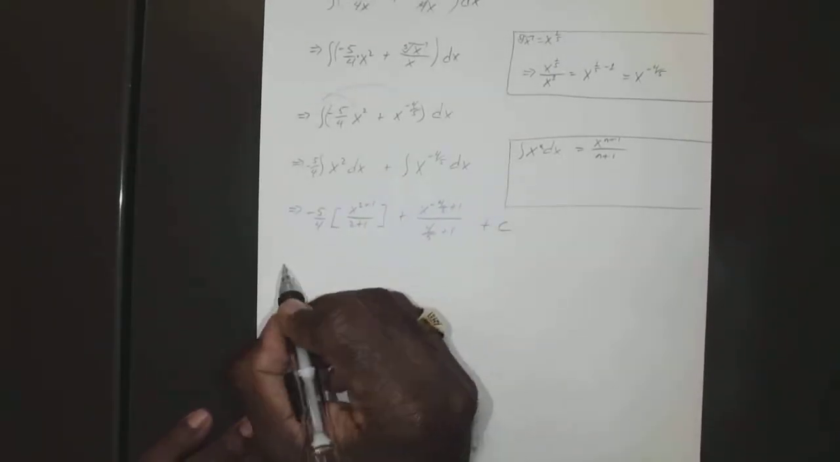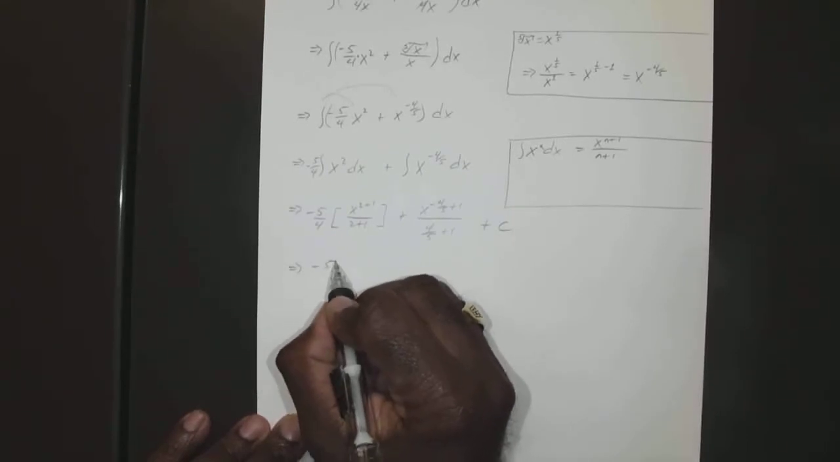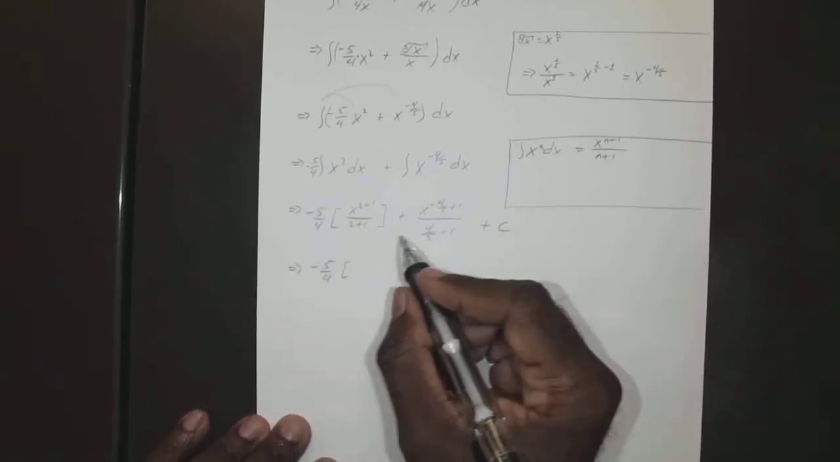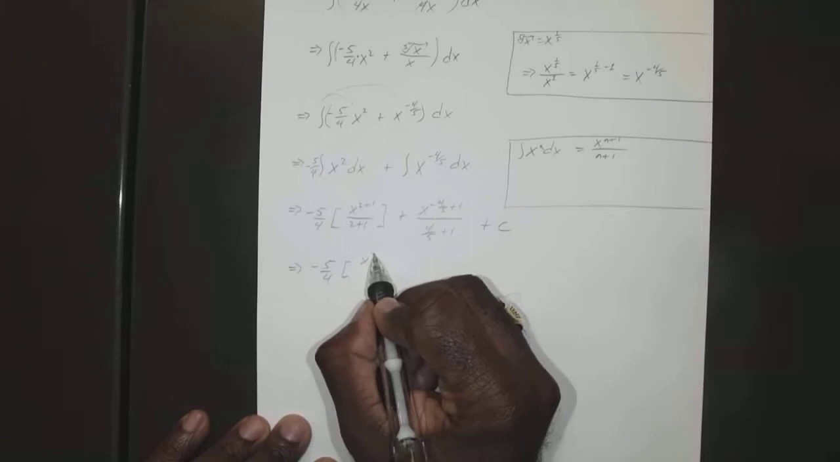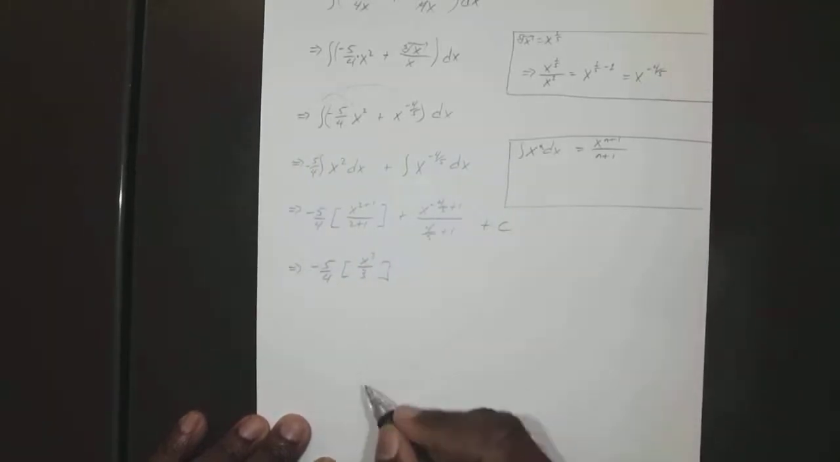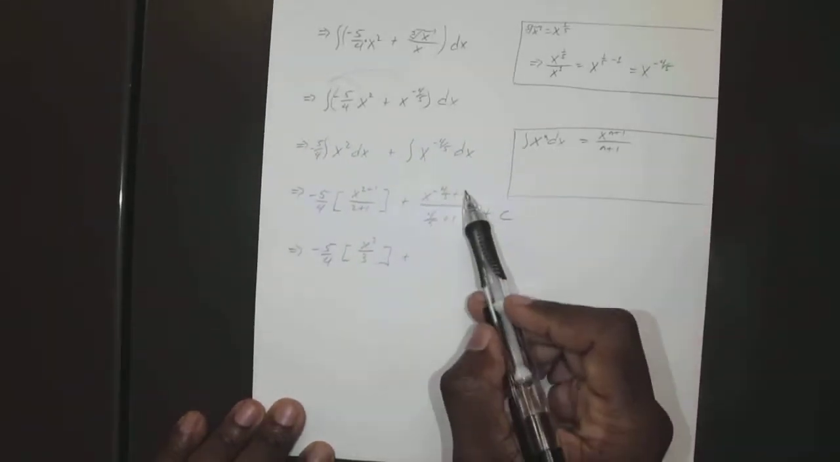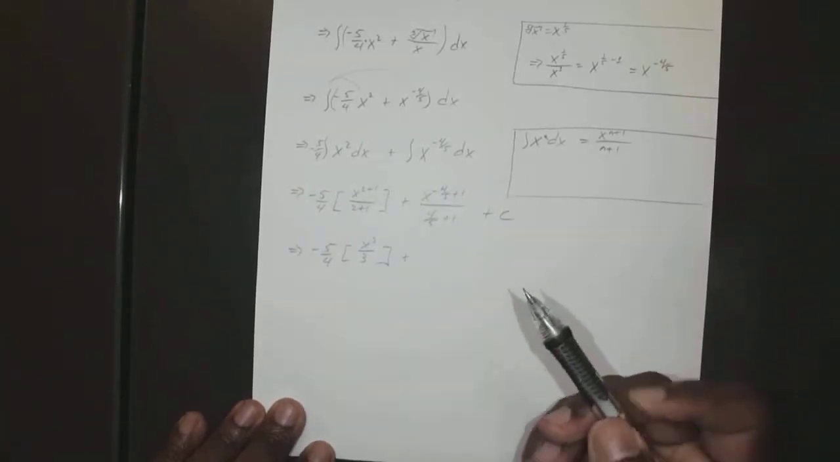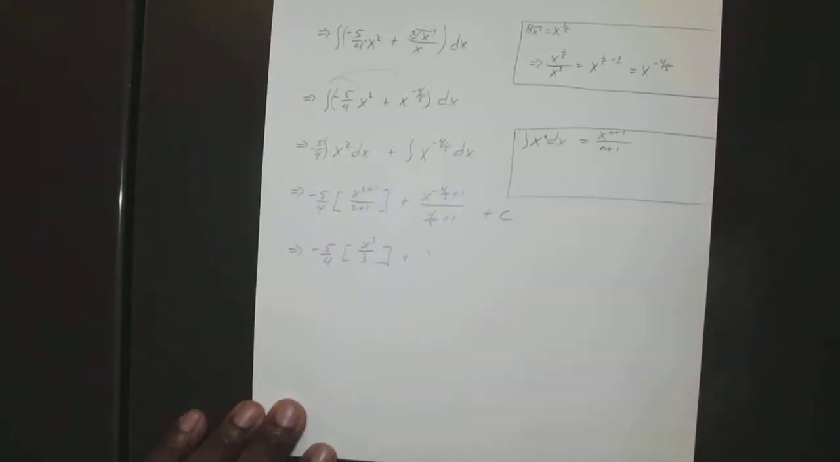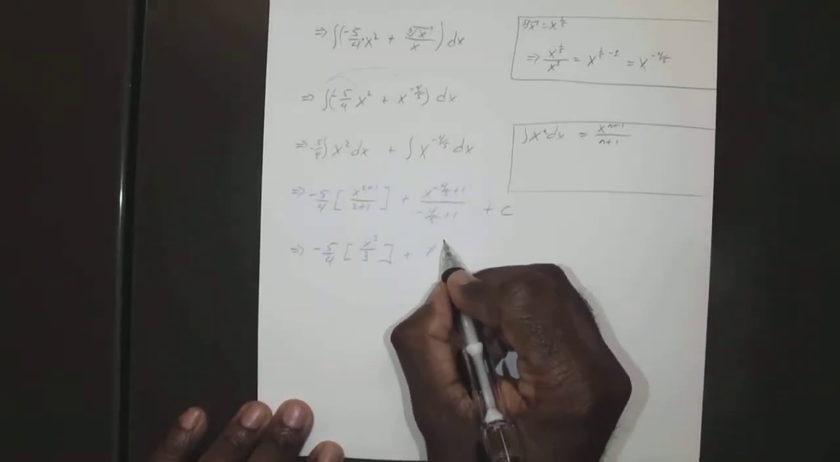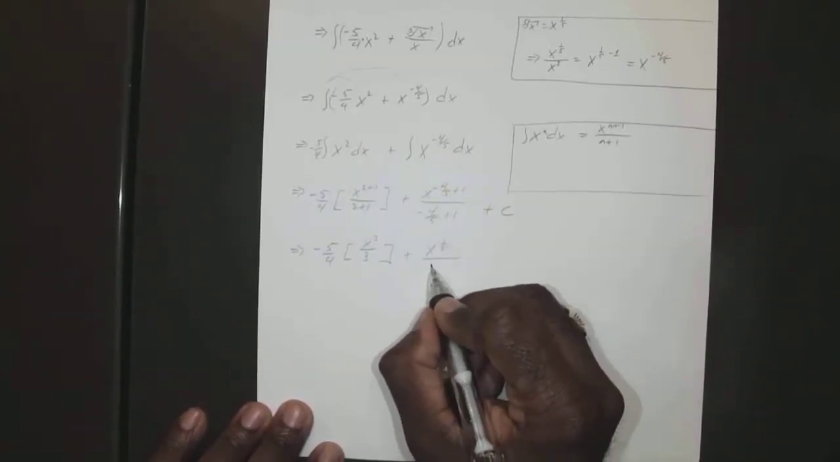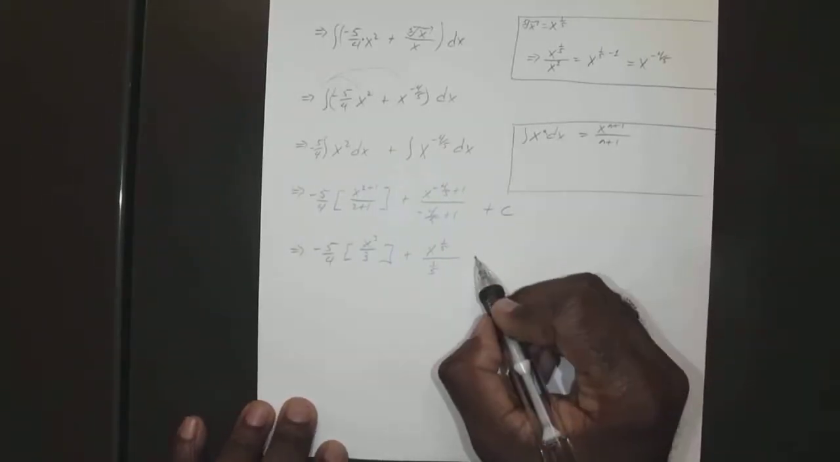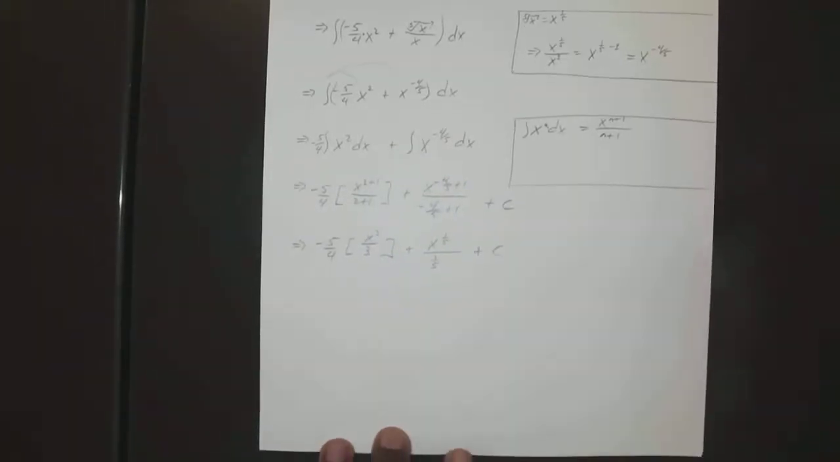Okay, so this becomes negative 5/4 times x to the 3rd over 3 plus, you make that 5/5. Would it be negative 4/5 plus 1 for the denominator? Oh, yep. Okay. Thank you. So you have x to the 1/5 over 1/5 plus c.